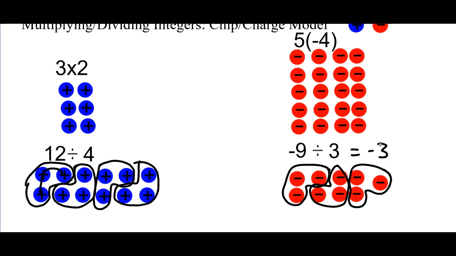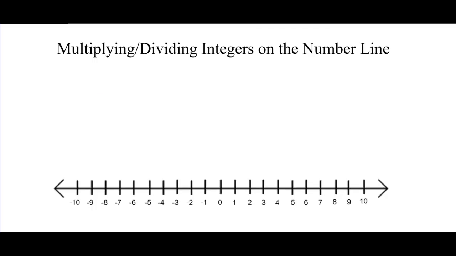With the chip charge model, there's not a nice, easy way to divide by a negative or show that. It's just kind of hard to show dividing by a negative because we're talking about a positive number of groups. How do you have a negative number of groups? So you really can't show -9 divided by a -3 and why that becomes a positive with the chip charge model. We can also show multiplying and dividing integers on the number line.